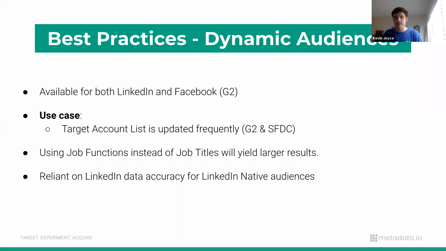The use case for dynamic audiences is for when you have a target list or an exclusion that's being updated frequently, making it difficult to constantly re-upload lists to metadata, wait for them to match, and relaunch campaigns, just that start-stop motion. If you want something that's dynamically changing, this is a great tool to use.